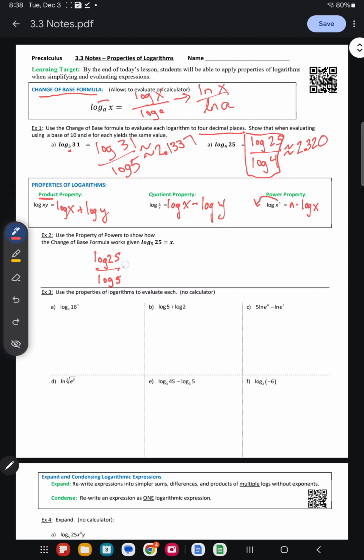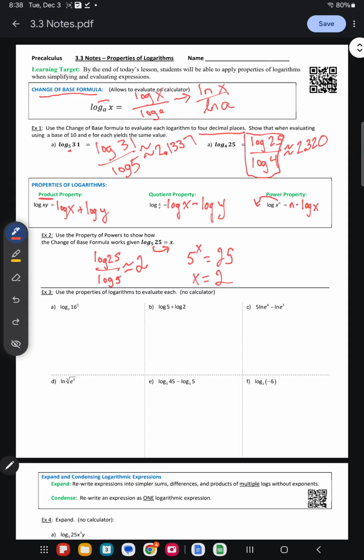Okay, and if you were to type that in, you're going to get exactly 2. And that is the same thing if we evaluated it like we learned before. So what is 5 to the x equals 25? And we know that x has to equal 2. So this is 2 different ways to show that the change of base formula works, and also our old evaluation method works.